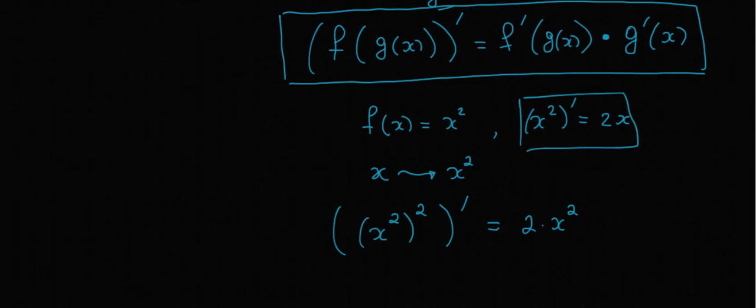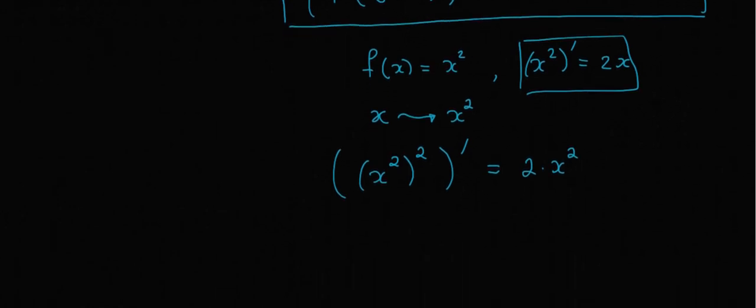But this result is incorrect because on the left hand side, x squared squared is x to the 4th. So the left hand side now is the derivative of x to the 4th, and on the right hand side we have 2x squared. So this formula would suggest that the derivative of x to the 4th is equal to 2x squared. But that is incorrect because, again, by the power rule, we know that the derivative of x to the 4th is 4x cubed. So what is it that we're missing?